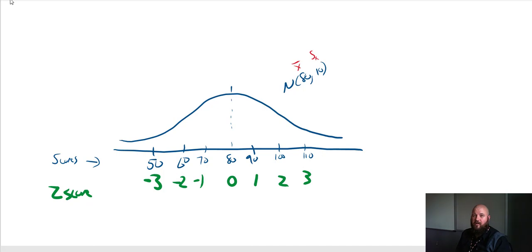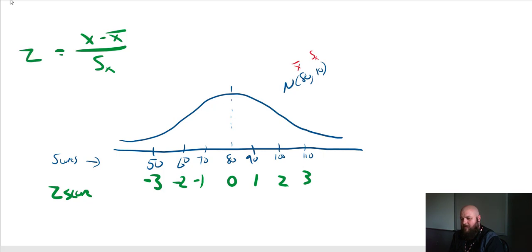Now, I know you don't understand 100% why I'm only going 3 above and 3 below, but we'll explain that a little bit more and what percentage of data that contains. But for right now, just understand how to calculate a z-score is by taking your x value minus your mean all divided by your standard deviation. And that gives you your z-score, right?